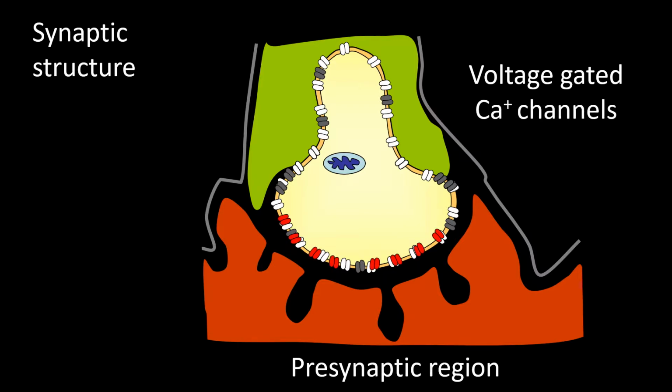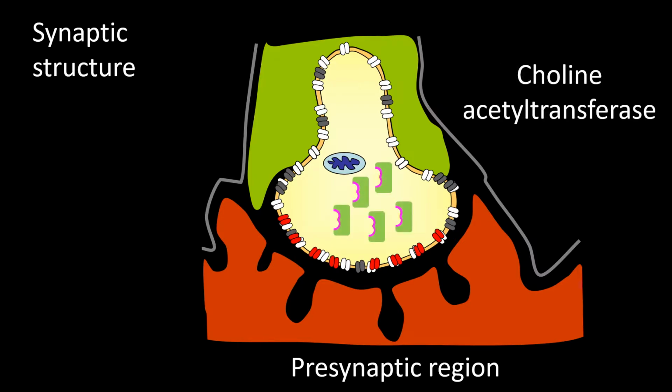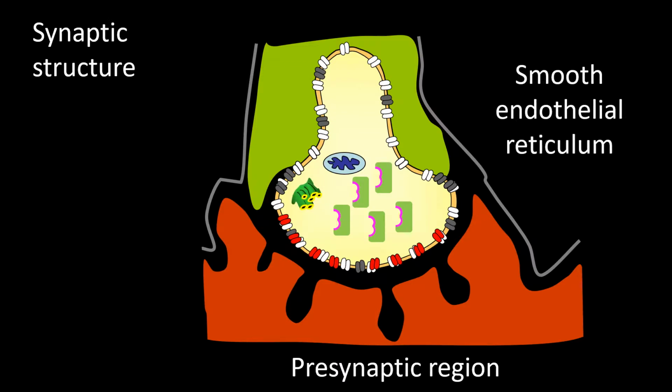I have now introduced voltage-gated calcium channels restricted to the segment of membrane facing the muscle. I have also included the representation of choline acetyltransferase, an enzyme needed for the in situ formation of acetylcholine, and the smooth endoplasmic reticulum. This structure seems to be of significant importance in the control of calcium in the presynaptic region. Calcium, as we will see, plays a distinctive role in the transmission of nerve signals.